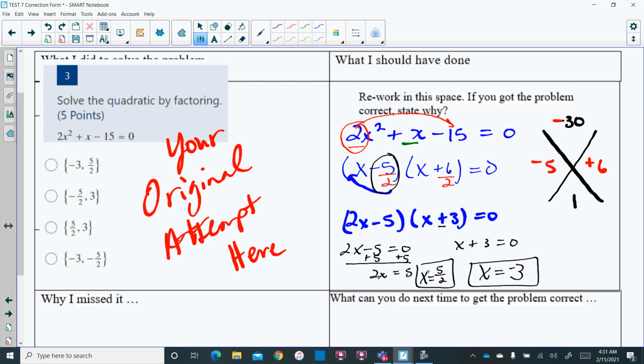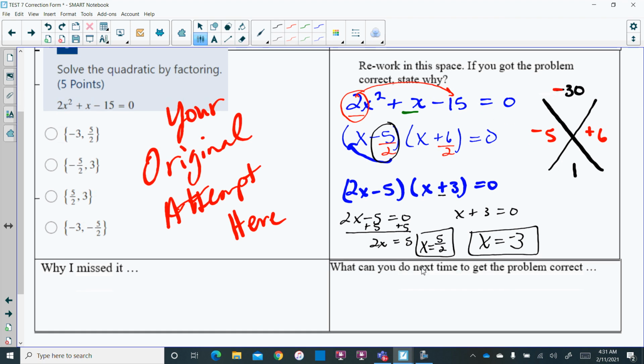Okay, so we were looking for those answer choices, which was our answer choice 1 here. And then just need to explain why you missed it. Are you still missing because you still don't know how to do our slide and multiply rule for factoring? Let's explain, let's get some better understanding and learn from our mistakes, and then tell me what to do for next time.